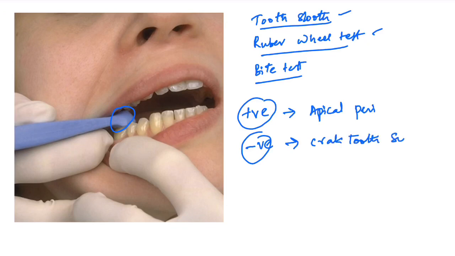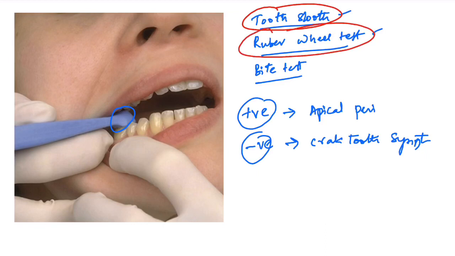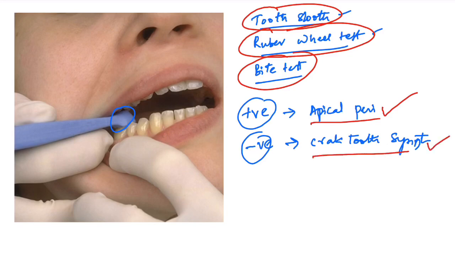That's a very important thing to be added related to this particular test. This test is also called the tooth slooth test, rubber wheel test or bite test. Whenever you have pain on bite, that is called apical periodontitis. Whenever you have relief of pain on the bite, then that is called cracked tooth syndrome.